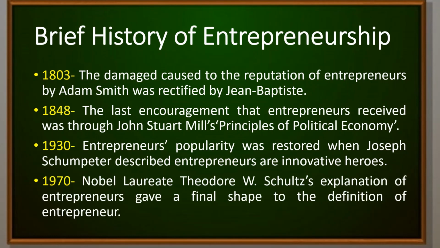1970. Later, Frank Knight delved into the concept that entailed the term entrepreneur and modified Cantillon's definition, elaborating on the concepts of related risk and profit factors. Eventually, it was in 1970 that Nobel laureate Theodore W. Schultz's explanation of entrepreneurs gave a final shape to the definition of an entrepreneur. He described entrepreneurs as all individuals who took an initiative, assuming all the related risks and profits, and established a piece of productive machinery to meet consumer demands.